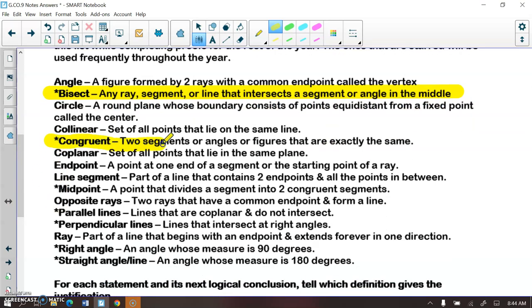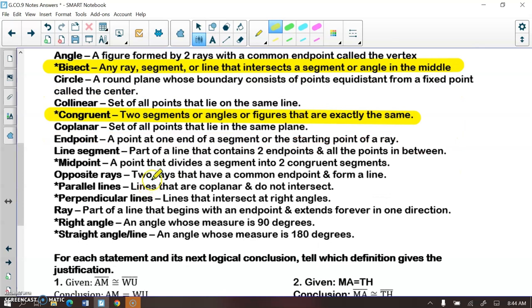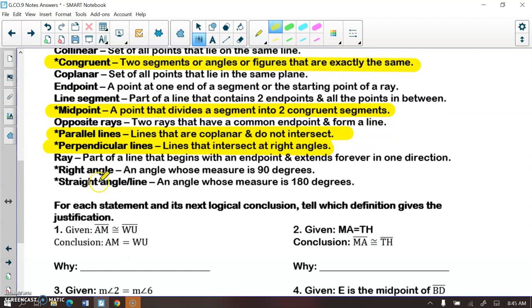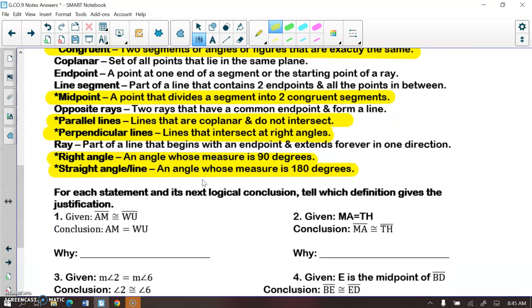Another key one that you would need to know is definition of congruence, or congruent, which means that two segments or angles are exactly the same. Another one we will use a lot is definition of a midpoint. That's a point that divides the segment into two congruent segments. We also will use parallel lines. Definition of parallel lines is they're lines that are coplanar and do not intersect. Definition of perpendicular lines are lines that intersect at right angles or 90-degree angles. Definition of a right angle is an angle whose measure is 90 degrees. A straight angle is an angle whose measure is 180 degrees. So these will be ones that we frequently use.